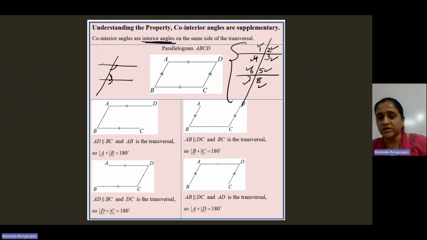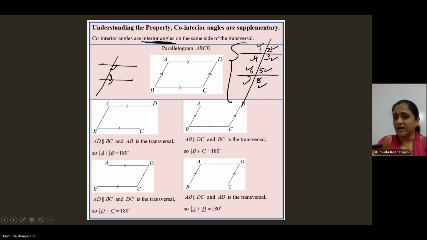With respect to this figure, we are talking about angles 4 and 6, which are interior angles on the same side of the transversal, or 3 and 5, which are interior angles on the same side of the transversal. 4 and 6 are on the left side of the transversal, and 3 and 5 are on the right side of the transversal. We're talking about such angles.